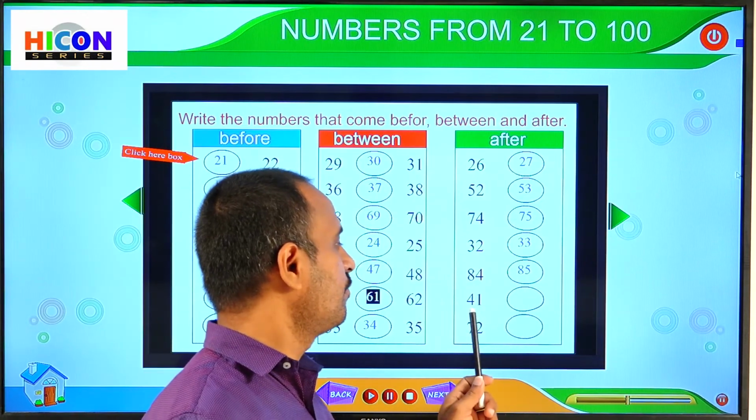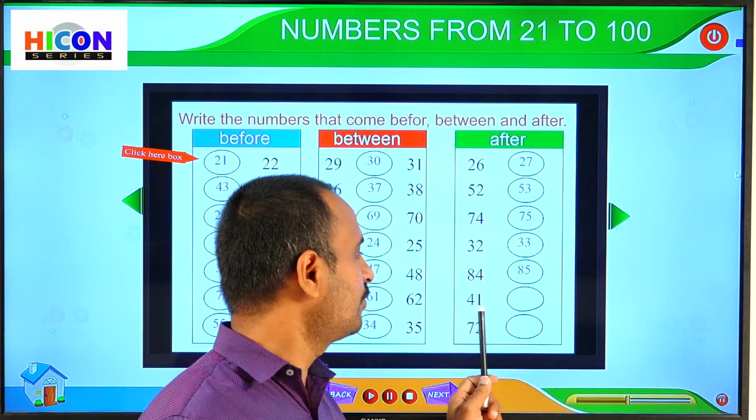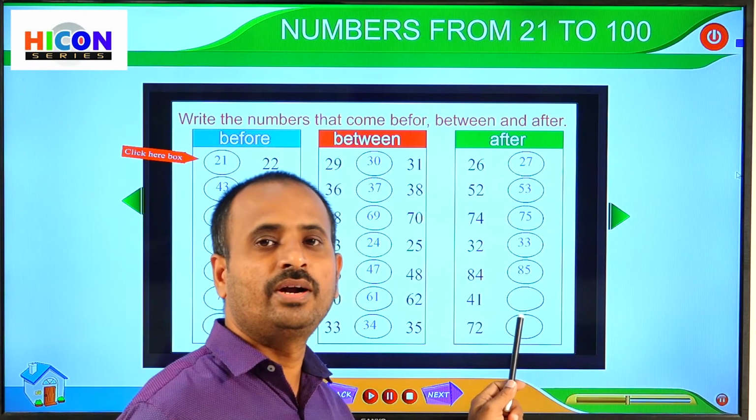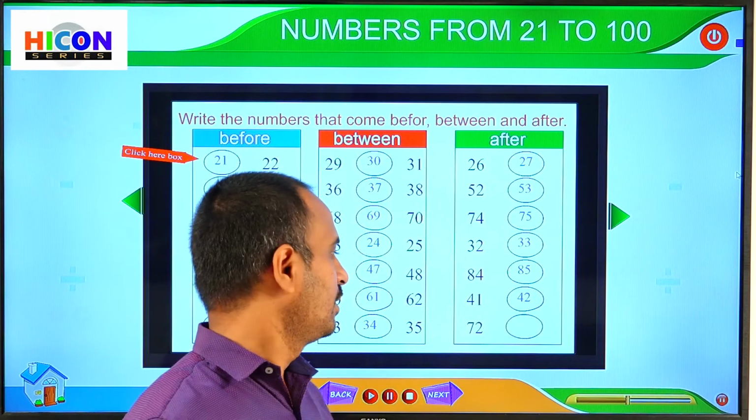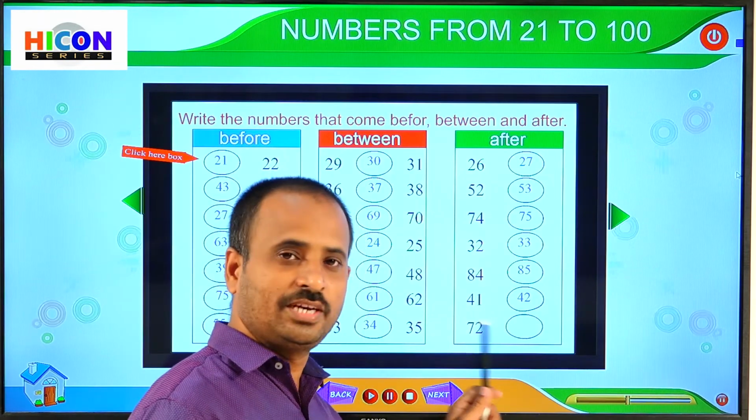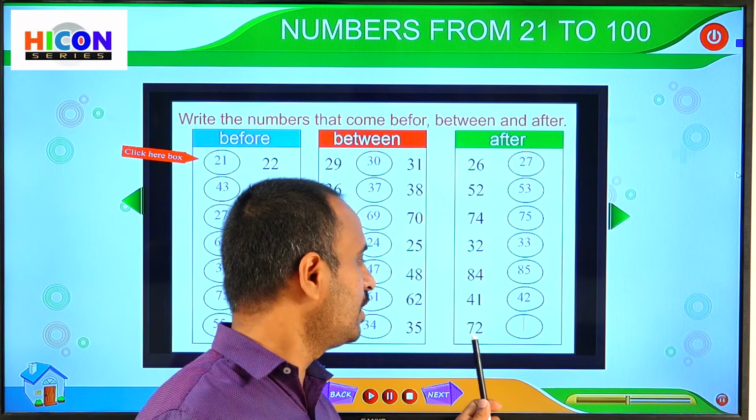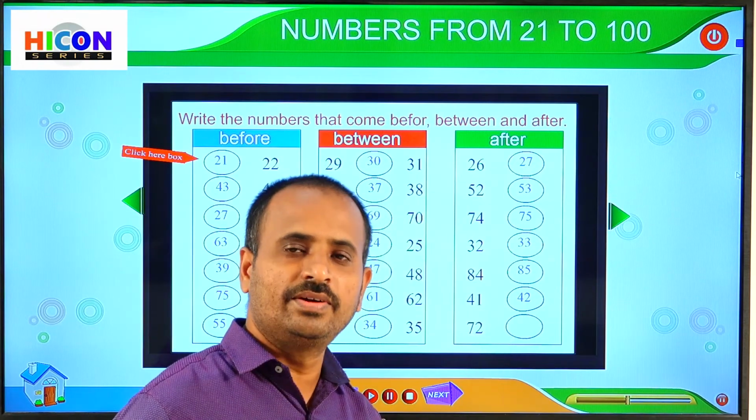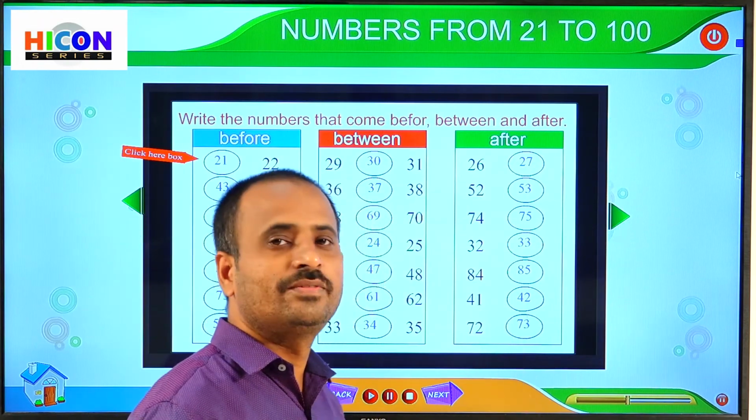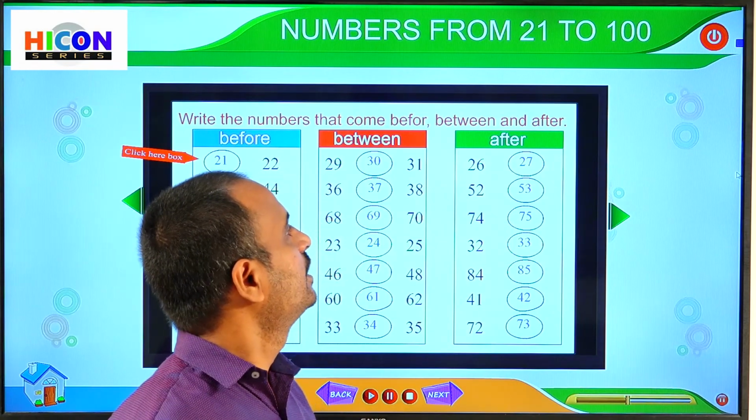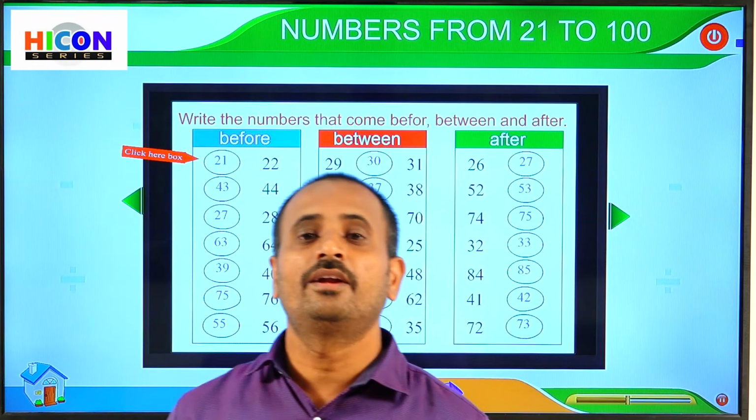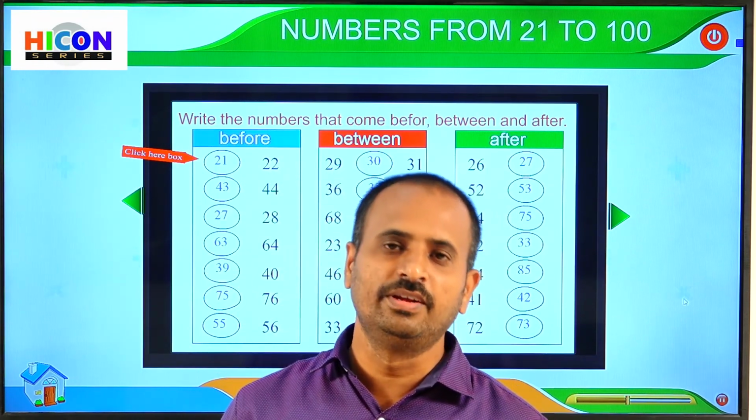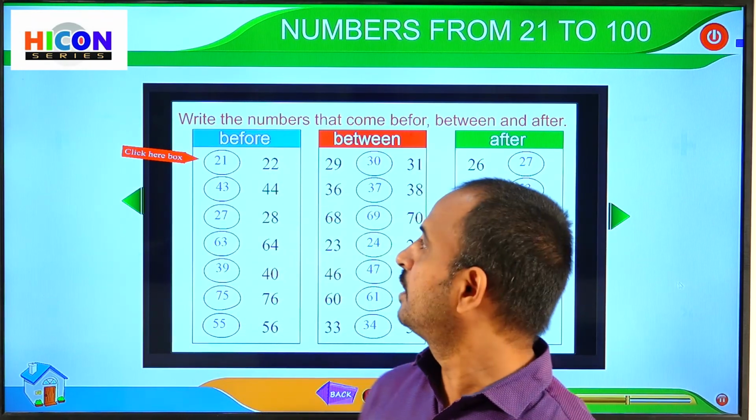So children, next 41. After 41 we will get 42. So write 42 here. Next 72. After 72 what will we get? After 72 we will get 73. So write 73 here. So children, in this way we can write before numbers, between numbers and after numbers for the given numbers. So let us enter the next part.